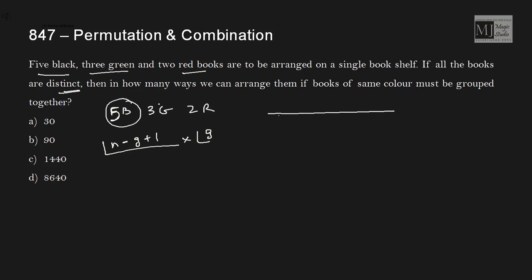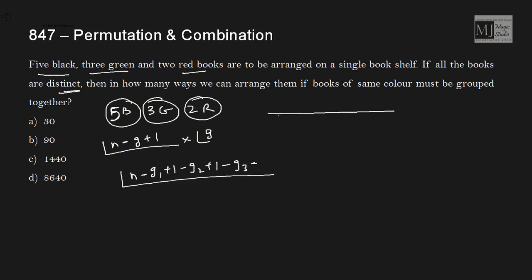But here each color should be grouped together. So that would be n minus g1 plus 1 minus g2 plus 1 minus g3 plus 1 into factorial g1, g2, g3. And now no need to divide by anything or multiply with anything else because all books are distinct. They are of the same color but all are distinct. So in how many ways can that be done?